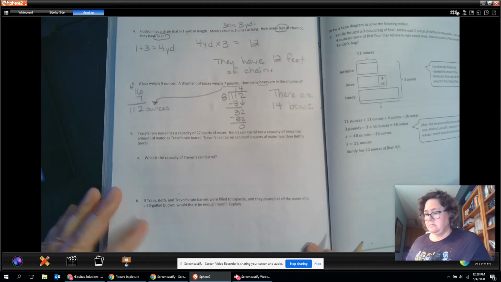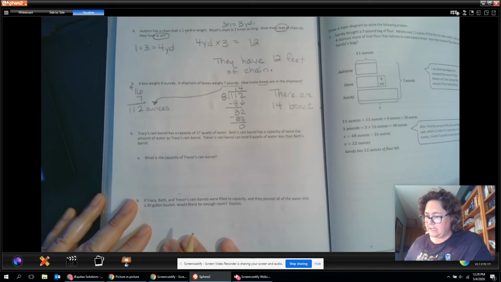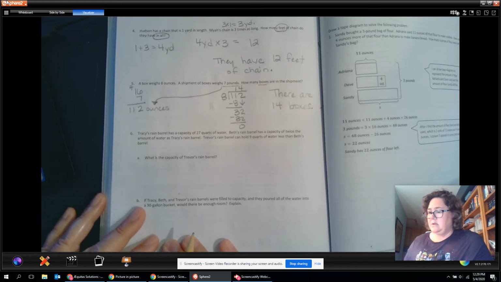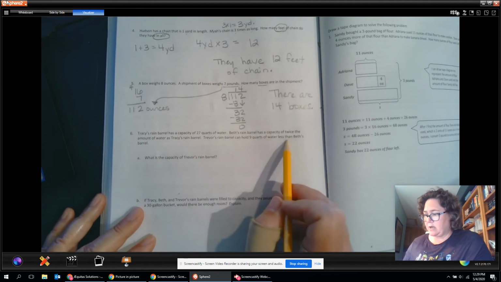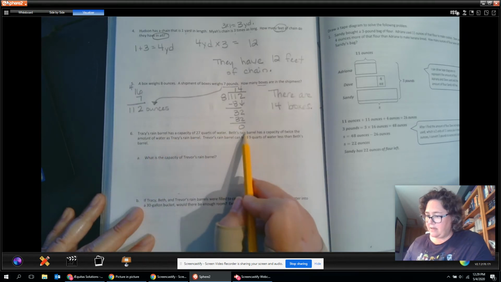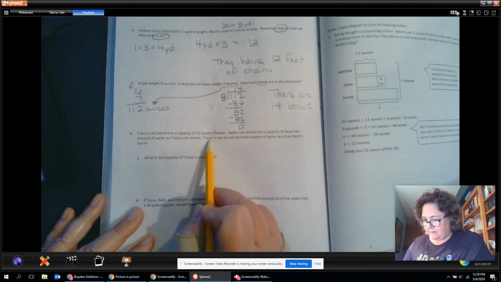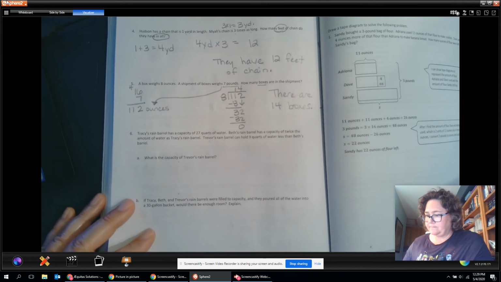All right, last problem, which has an A and a B. Tracy's rain barrel has a capacity of 27 quarts of water. Beth's rain barrel has a capacity of twice the amount that's in Tracy's. Oh boy. Trevor's rain barrel can hold 9 quarts of water less than Beth's. So we have Tracy, Beth, and Trevor. What is the capacity of Trevor's rain barrel?